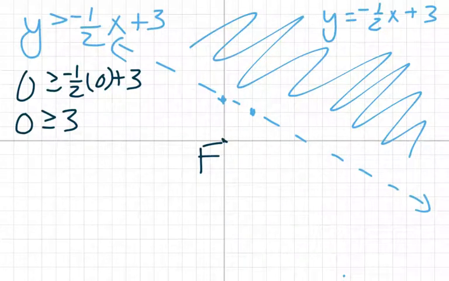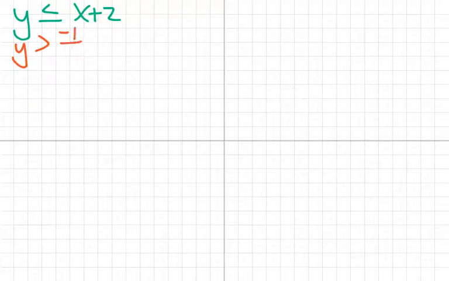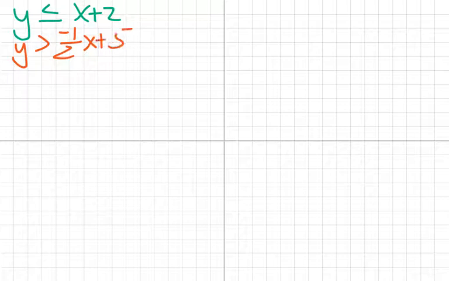So let's take a look at this one here. My system is going to be y is less than or equal to x plus 2, and y is greater than -1/2 x plus 5. Now you'll notice when I wrote them down that I wrote them in 2 different colors, and that's because using colors for these problems can be really, really helpful.